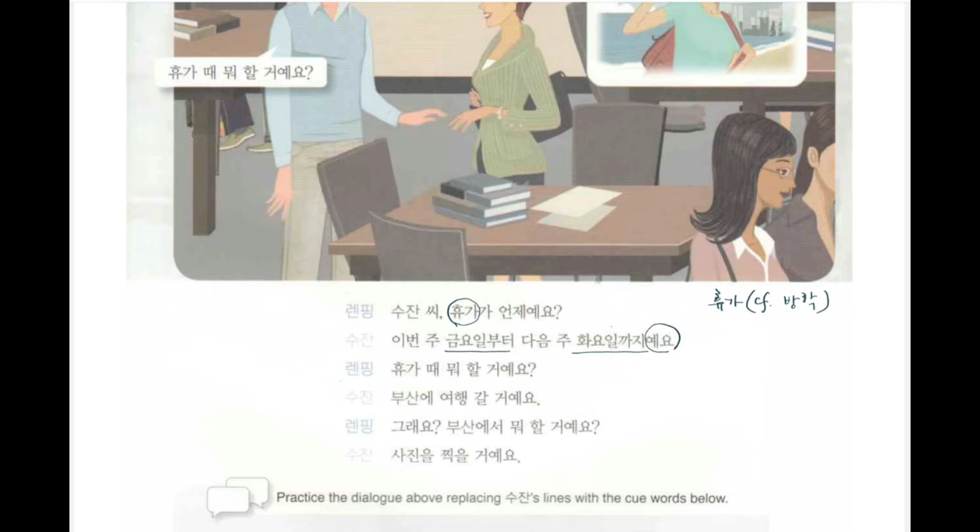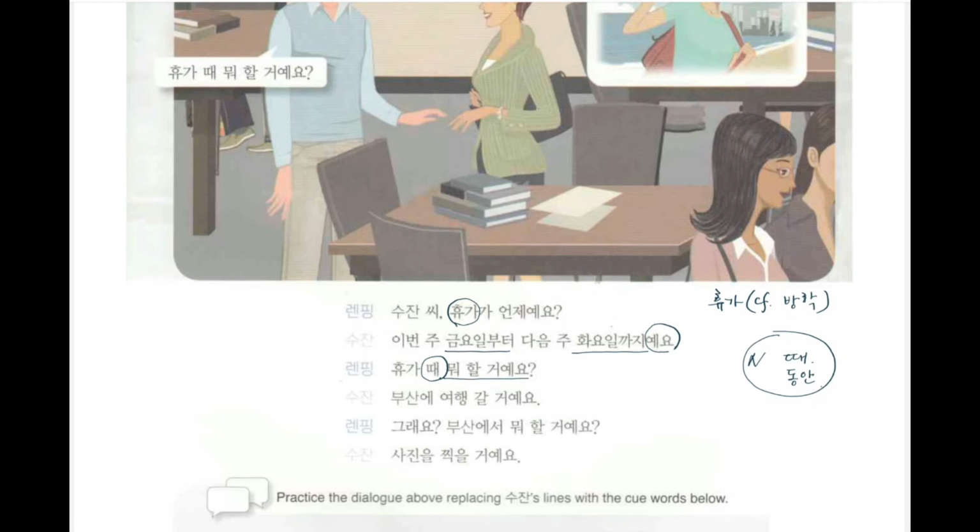자, 램핑 says 휴가 때 뭐 할 거예요? 자, what will you do? 뭐 할 거예요 is a future tense, isn't it? What will you do during the vacation? 자, 우리 때 있네요. I didn't explain in the previous dialogues, but noun plus 때 or noun plus 동안, both you can interpret as during. 자, during the vacation, what will you do?